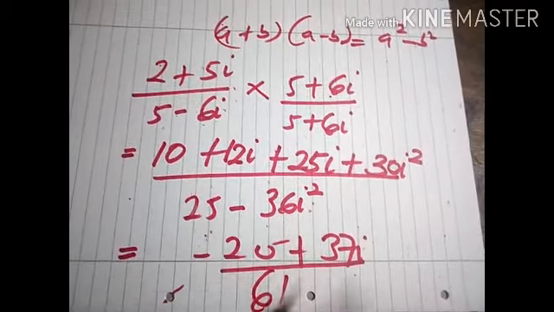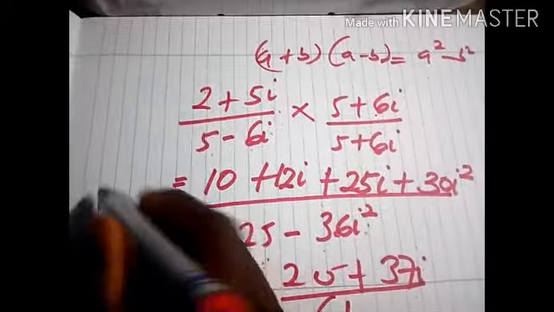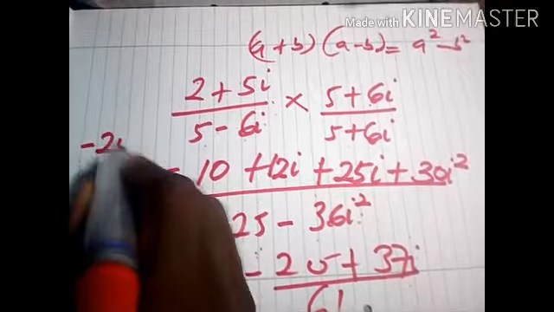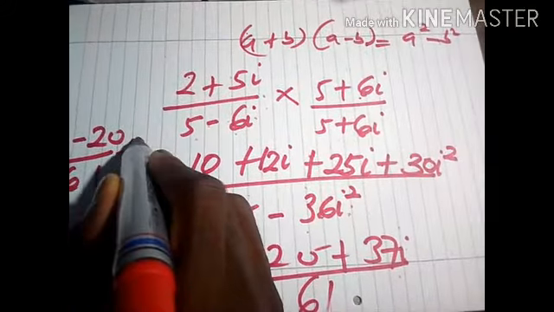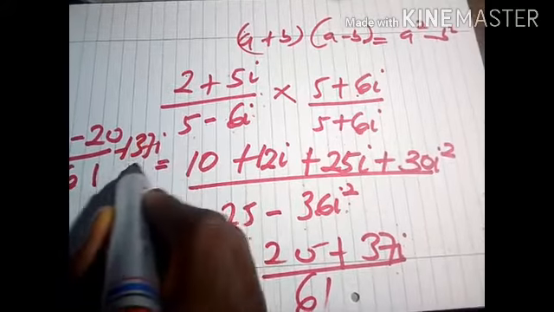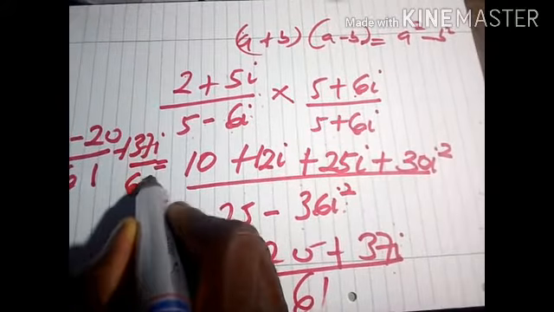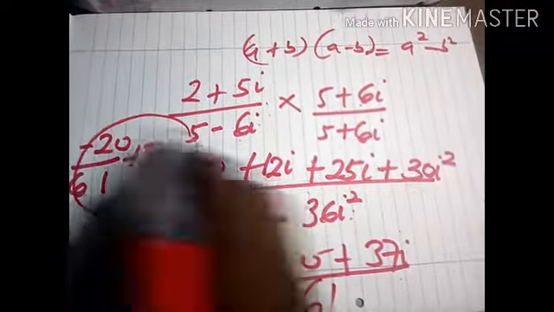So writing this in its standard form is basically doing something like negative 20 divided by 61 plus 37i divided by 61. So this is the answer in its standard form.